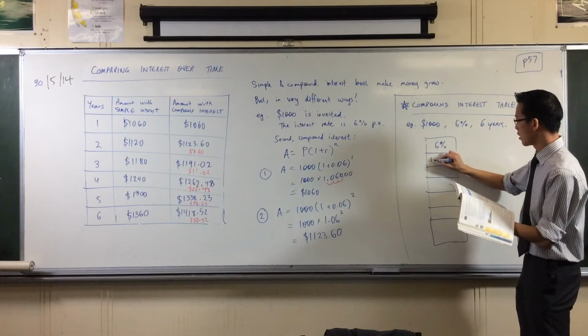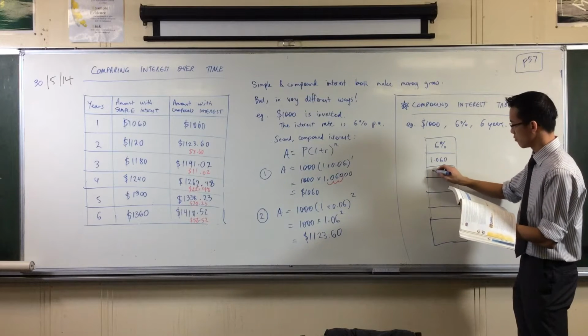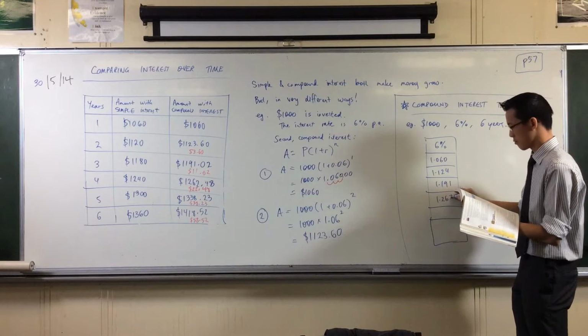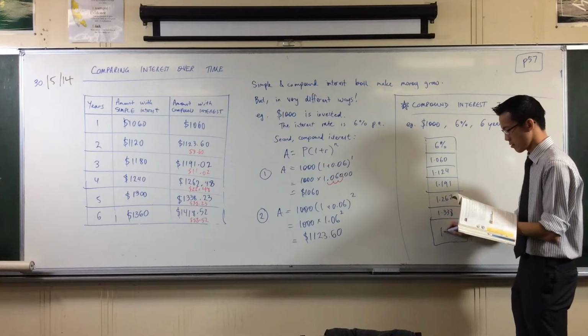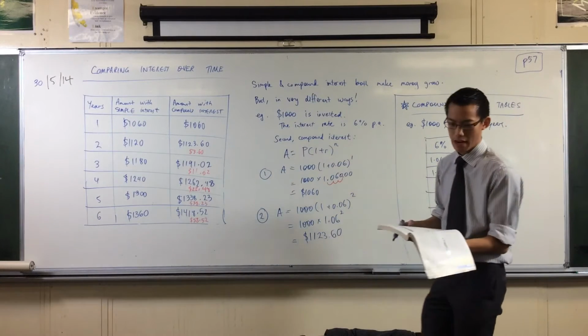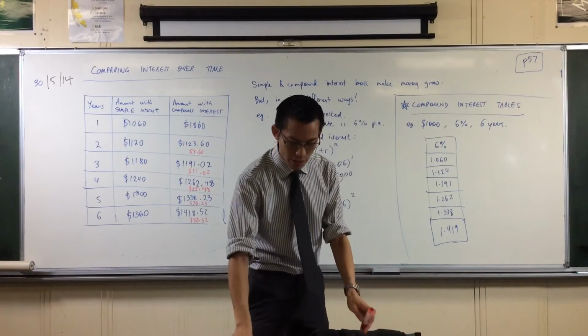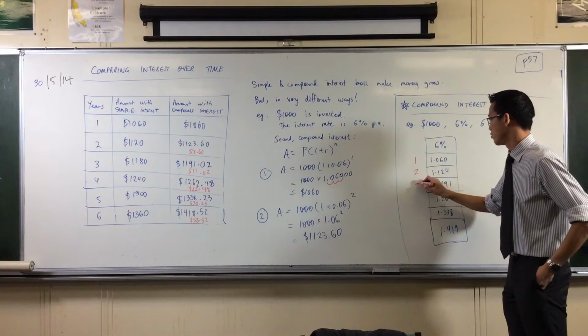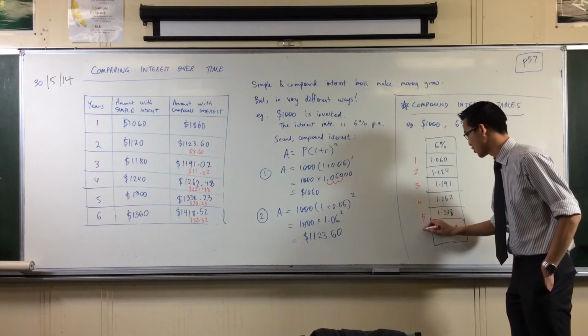You've got 1.060, 1.124, 1.2. Okay, and it keeps going, right? Now, these rows are also labeled on the left-hand side of the table. There's 1, 2, 3, 4, 5, 6.